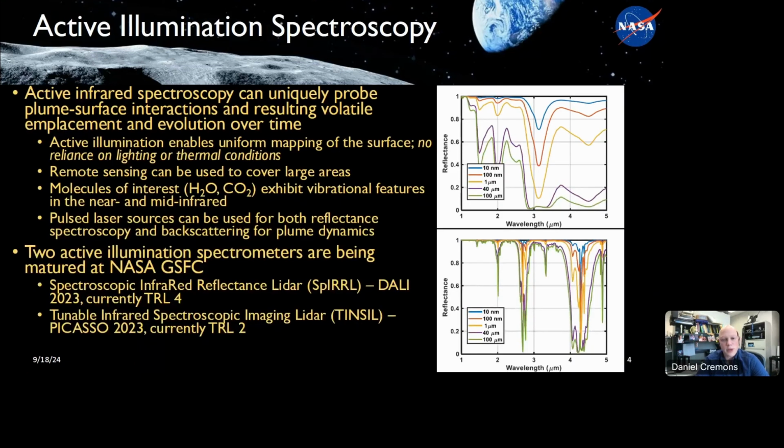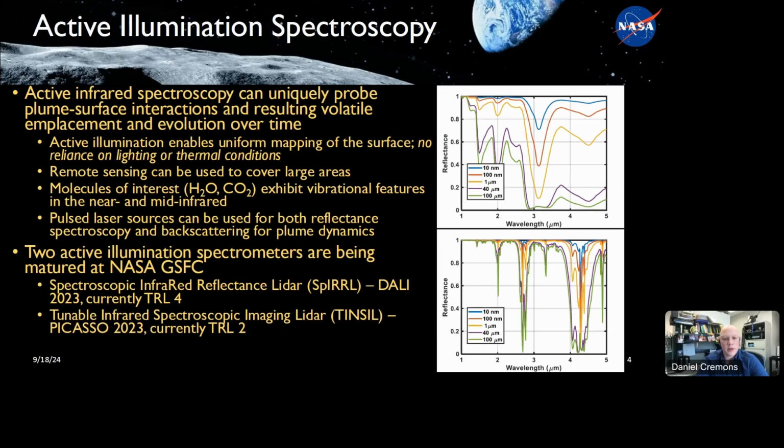Okay, so what's our method to solve this question: can we see these volatile emplacement and movement experiments in real time? Our approach is to use what we call active illumination spectroscopy. The goal here is that we bring our own light source with us, and we use that to determine the volatile abundance on the surface, regardless of lighting or thermal conditions. So that has a big benefit here.